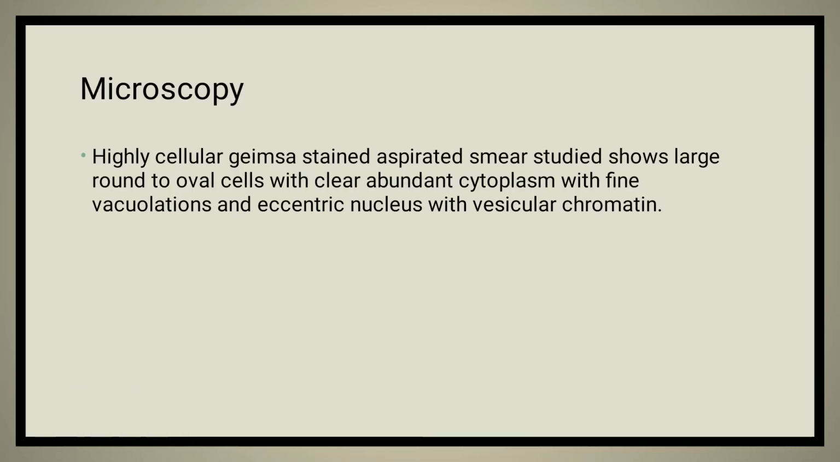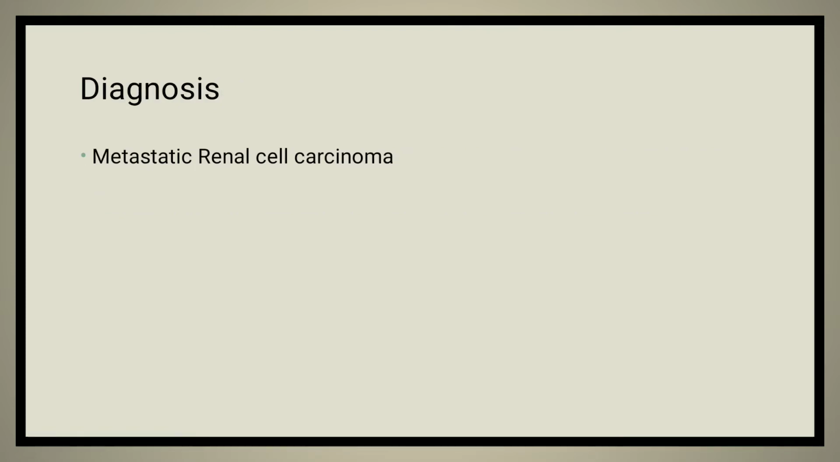So, coming to microscopy, it is a highly cellular Giemsa stained aspirated smear which shows large round to oval cells with clear abundant cytoplasm with fine vacuolations and eccentrically placed nucleus with vesicular chromatin, and few cells are showing nucleoli. So, the diagnosis is metastatic renal cell carcinoma.